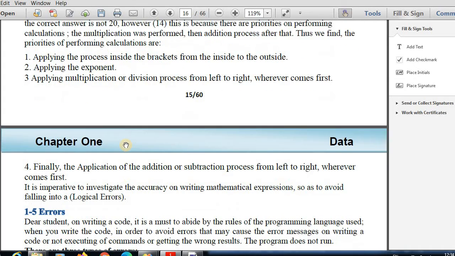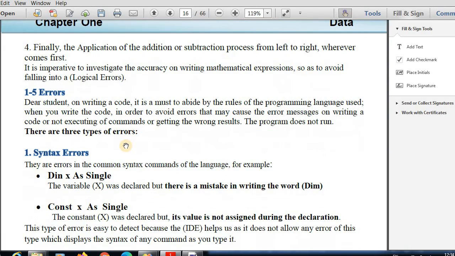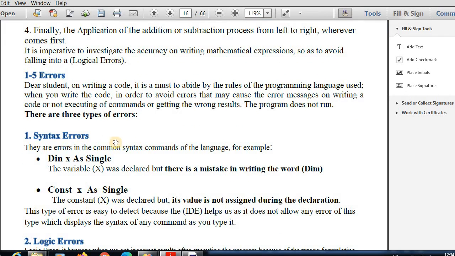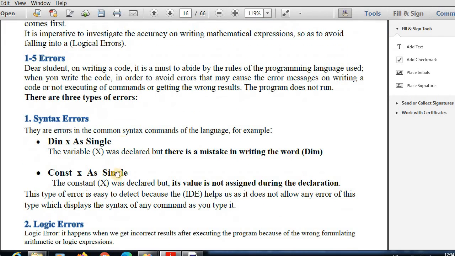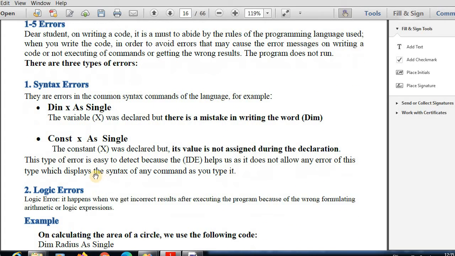Then let's go to another point from the lesson: the errors. Sometimes errors happen in our visualbasic.net programming language while we are building an application. So let's learn them to avoid them when writing code. There are different types of errors. The first one is syntax error. Syntax error means, for example, a spelling mistake or letter mistake.